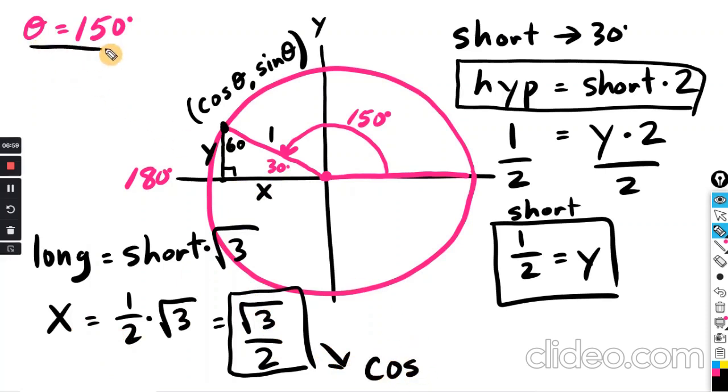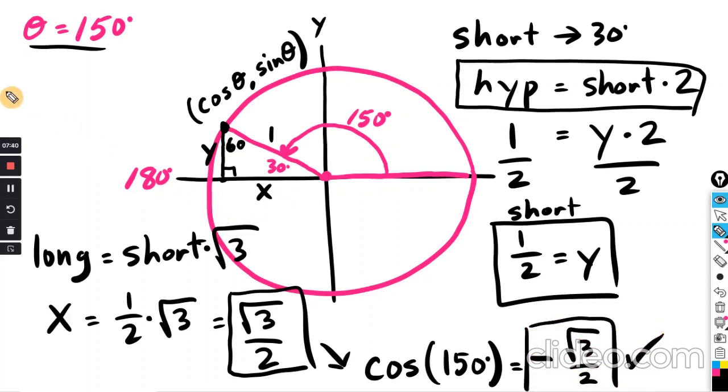And we said theta, this angle right here, is 150. So the cosine of 150, we just need to watch our plus minus sign. The length of this side may be radical 3 over 2, but the coordinate for this point, we can see this point is in the negative x area. In this quadrant right here, the x's are negative. So this radical 3 over 2 is actually going to be negative radical 3 over 2.